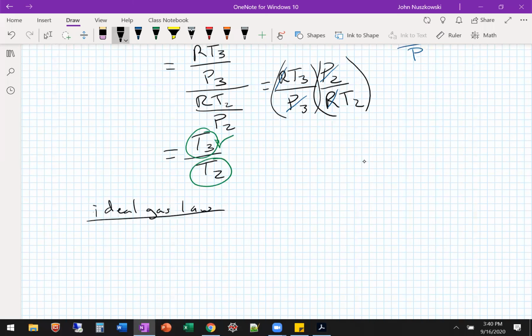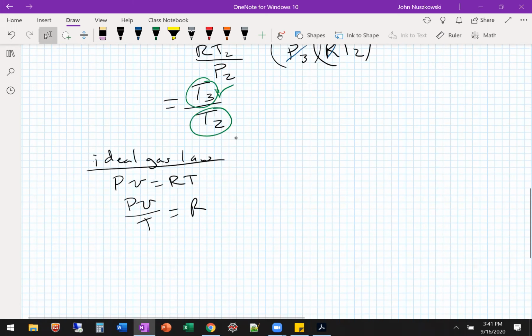All right, so we have PV equals RT, right? If we keep R constant, we know then P1V1 over T1 is P2V2 over T2, okay?